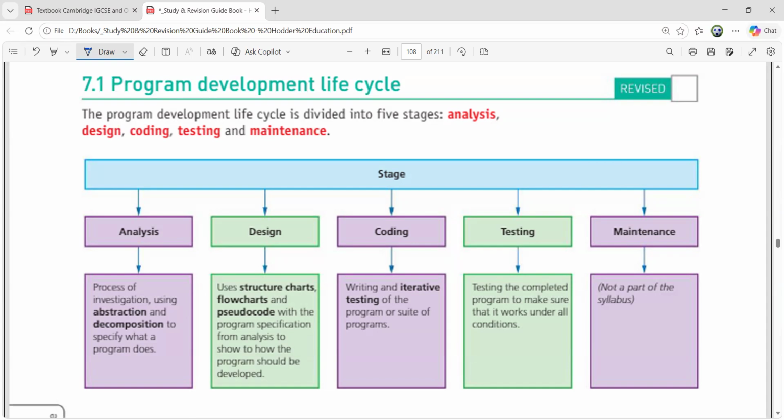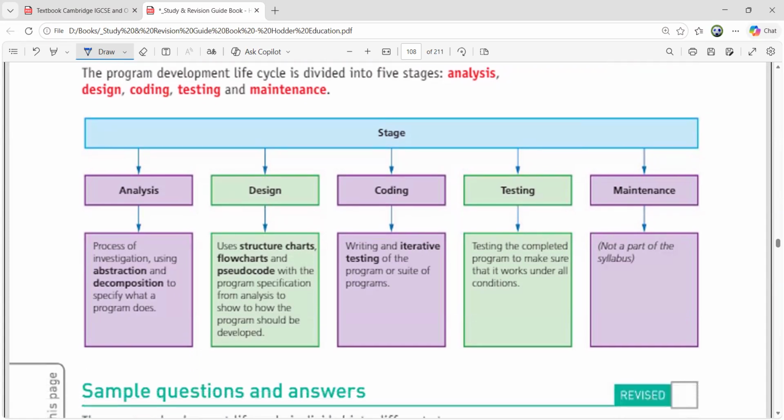By the way, do we remember what is abstraction? The definition. Abstraction means ignoring unnecessary details and only taking whatever is required. That is your definition of abstraction. So just note it down.